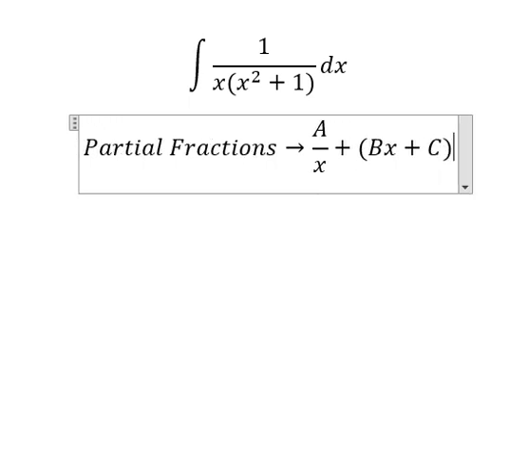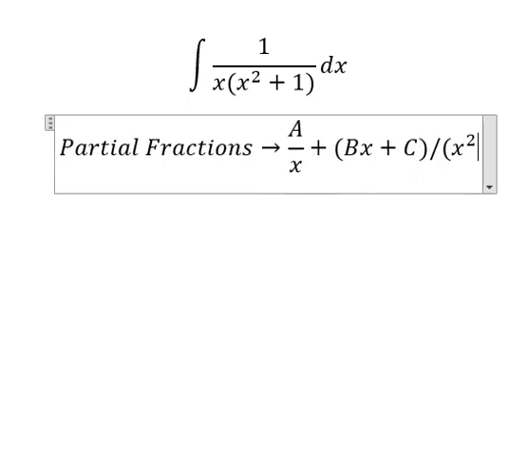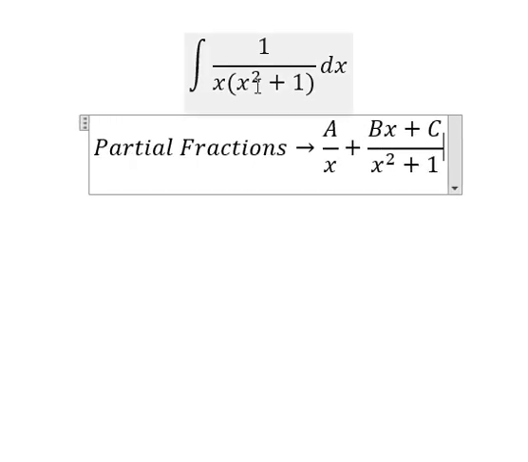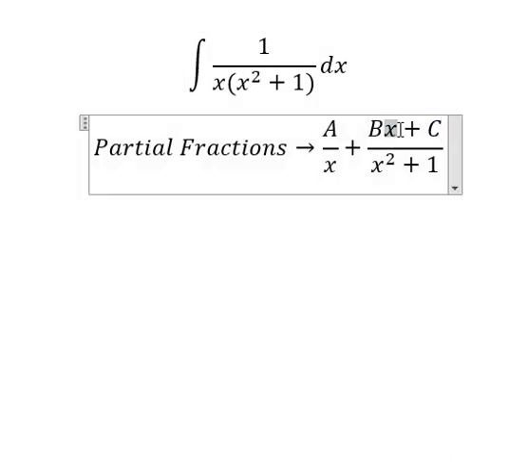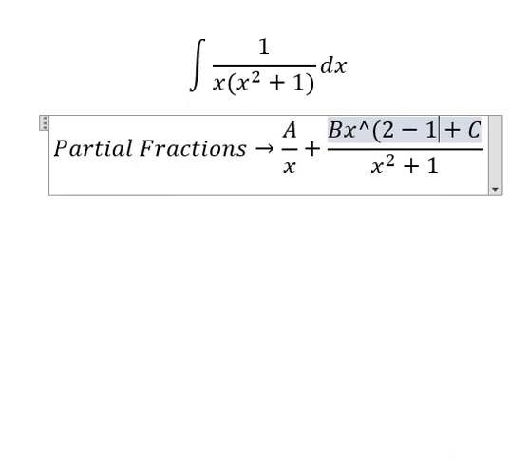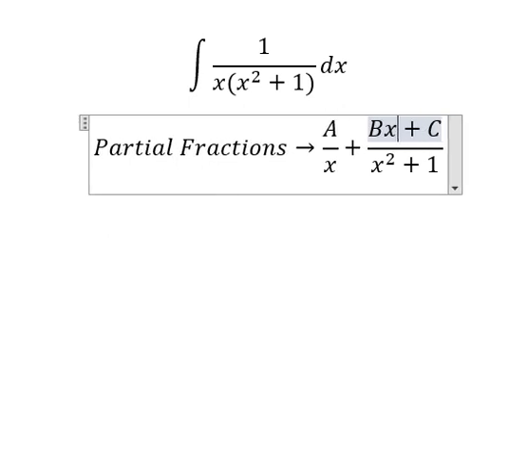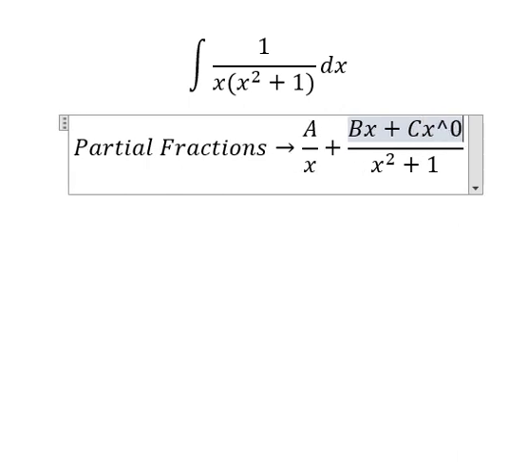Bs plus C over s squared plus 1, because we have the power number 2 in here. So on the numerator we need to reduce the power by number 1. That's why we have 2 minus 1 and we have s, and then we need to reduce the power to number 0.